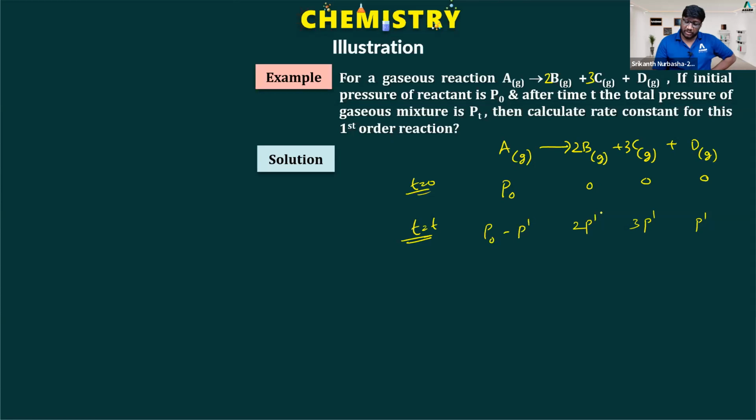So P naught minus P dash. What is the pressure developed in B? 2P dash. What is the pressure developed in C? 3P dash. And D, only 1 mole is obtained, so P dash.